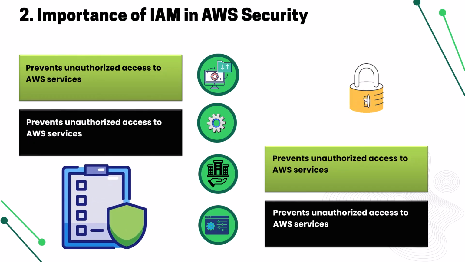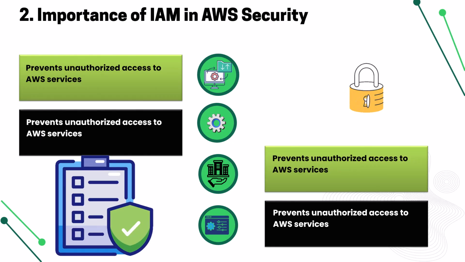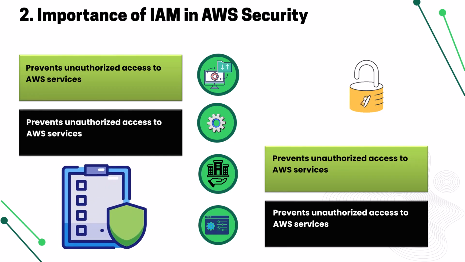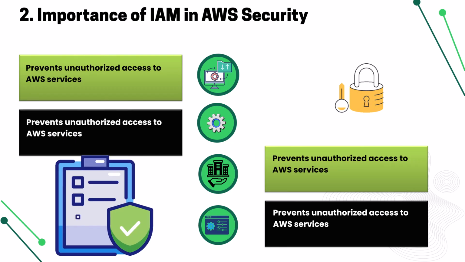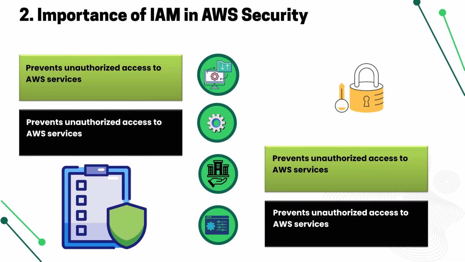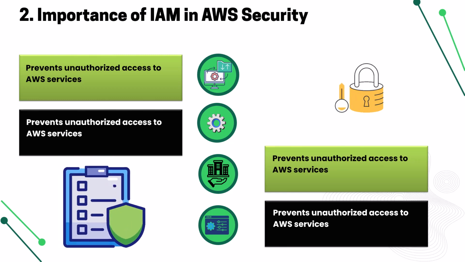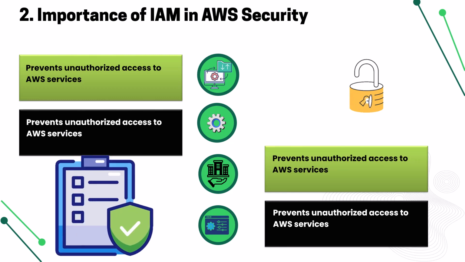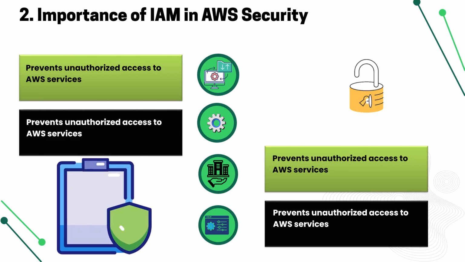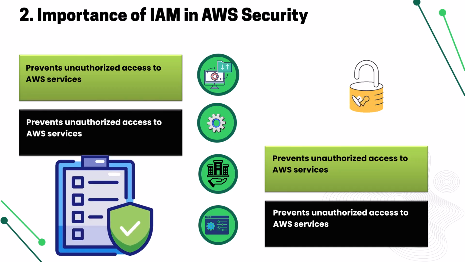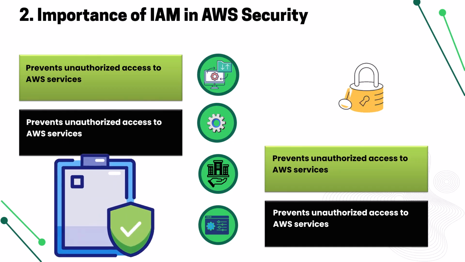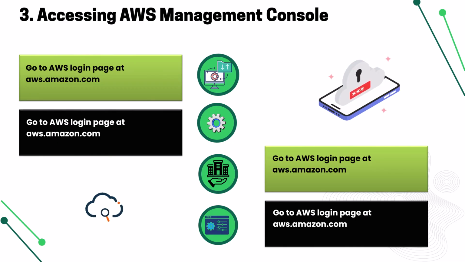Security in AWS isn't just important, it's critical. IAM is like a bouncer at an exclusive club, ensuring that only authorized personnel can access key services. By following the principle of least privilege, users only get access to what they need, no more, no less. Plus, AWS tracks everything, so you can always review logs if something seems fishy. Stay safe, stay secure. Time to log into AWS.